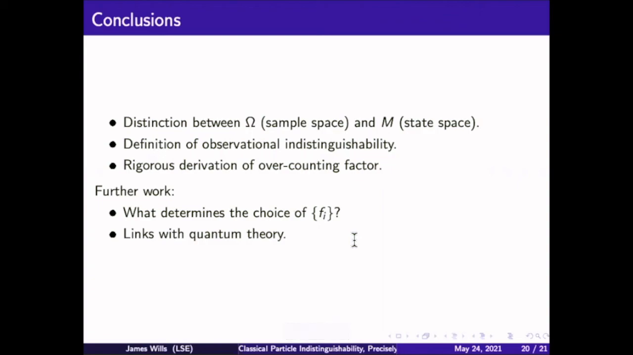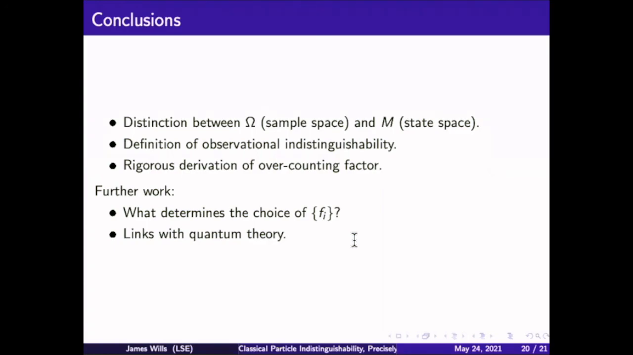Further work: I think a natural question to ask, given my definition schema, is what do you put into this set, Fi? I've shown you that if you just take that set to be a Hamiltonian, then you can get your n factorial. But I needn't have chosen just the Hamiltonian. I could have put in any number of observables. So what's going to determine which observables I choose to judge observational indistinguishability with?